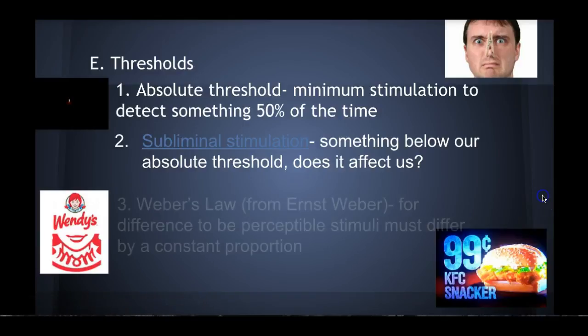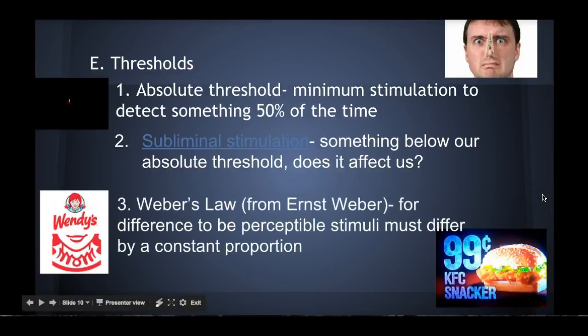And the last thing that I want to talk about was Weber's Law. This is an idea from a guy by the name of Ernst Weber, who basically said that for a difference to be perceptible, stimuli must be different by a constant proportion. So in order for you to notice the difference, it has to be proportional to what was originally there.